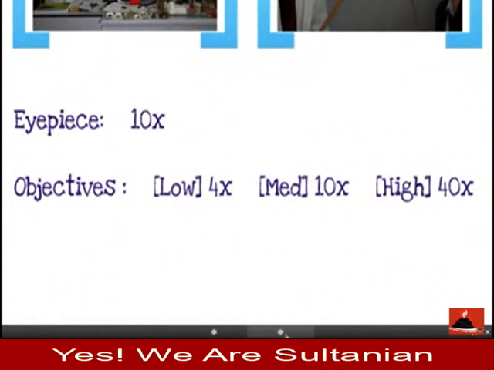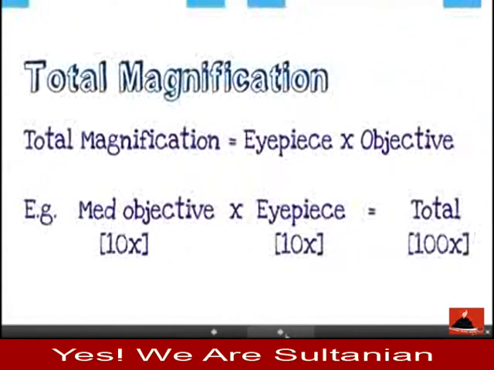Alright, so just before we move on, the eyepiece is 10 times magnification, the objectives, the low is 4 times, medium 10 times, high is 40 times. And the low power objective is the shorter one, and the high power is the longer one, but they've usually got those values stamped on them too. To work out the total magnification, this should be easy stuff, you've probably done it as juniors. The total magnification is the eyepiece times the objective. So if we're on the medium objective, for instance, it's 10 times the eyepiece, which is another 10 times, so 10 times 10. The total magnification is going to be 100.